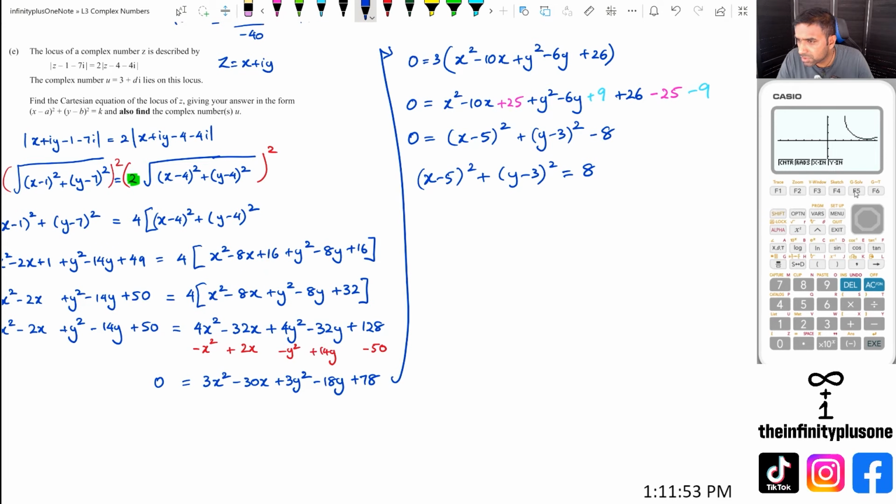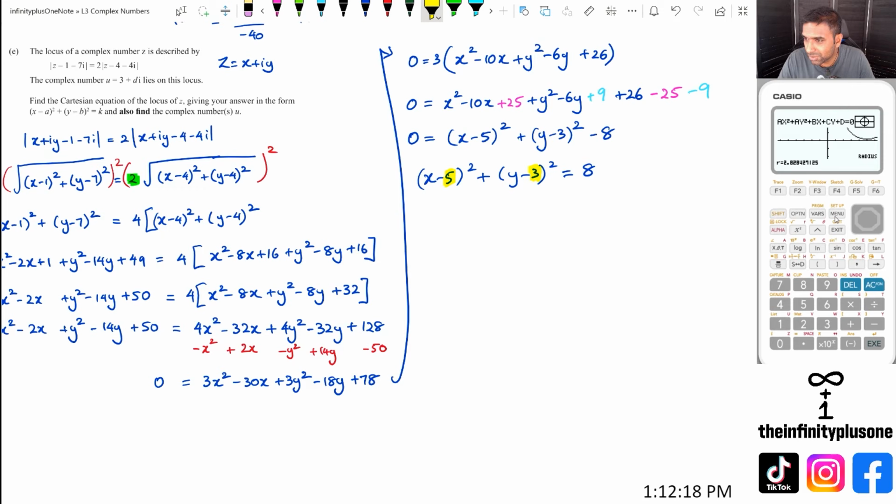And if I go G-solve, I should look at the center. And if you look at the center, it's 5 and 3. That's pretty much these values here. You can see the 5 and 3 there. So that's the 5, and that's the 3. Then if you look at the radius, it comes as 2.822. Now this is where, kind of annoying, but you've got to know some numbers.